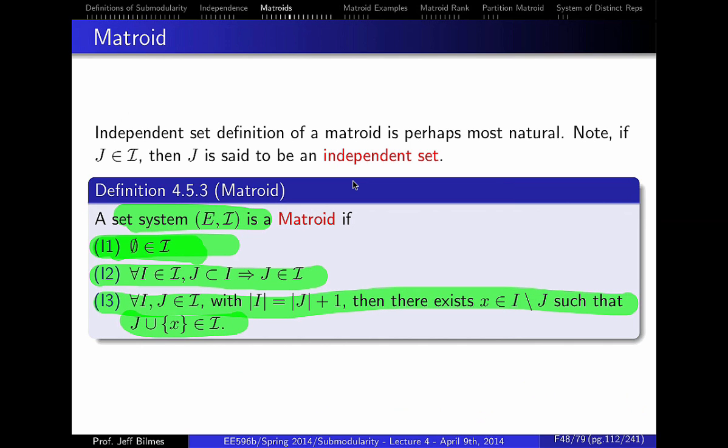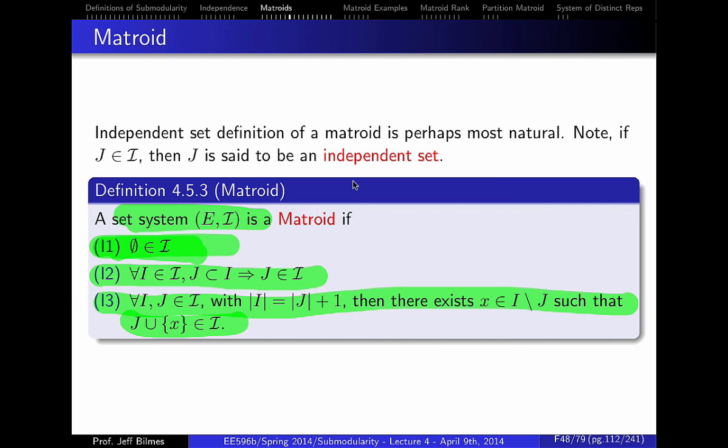Basically, it says that if we have two independent sets I and J, and let's say that the size of I is 1 bigger than the size of J, then you can choose some element in I that's not in J and add it to J, and it will stay independent.